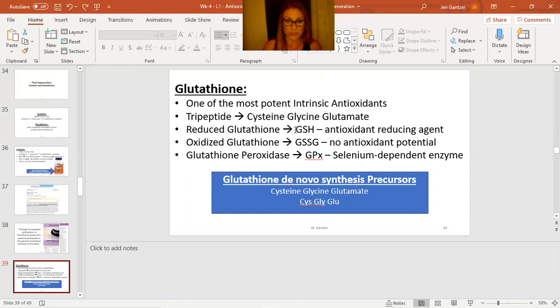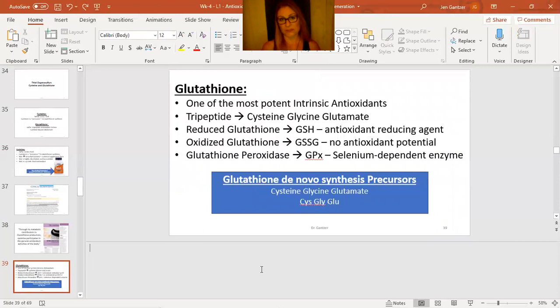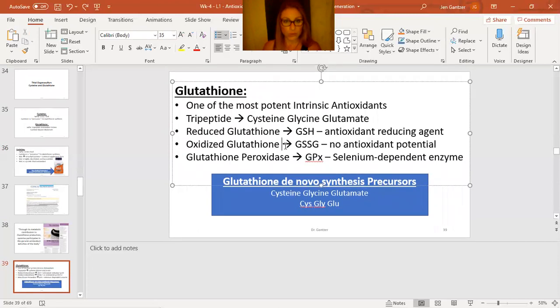So it is important to learn these abbreviations. Okay, these abbreviations are vital, and you're going to see them in medical literature. You have to be able to read them so you understand what the articles are telling you, and I will use them so that you will almost never see me write reduced glutathione. You are only going to see GSH, and you have to know that that is the abbreviation for reduced glutathione.